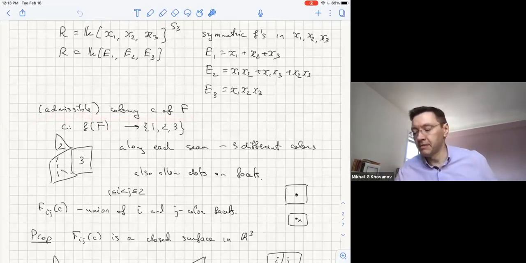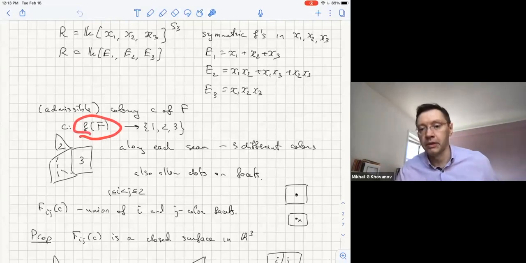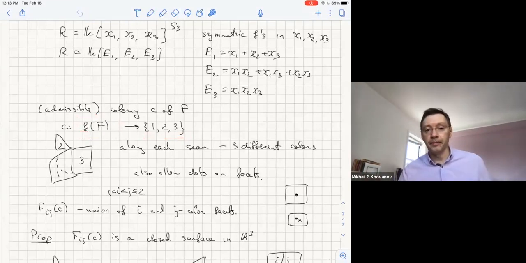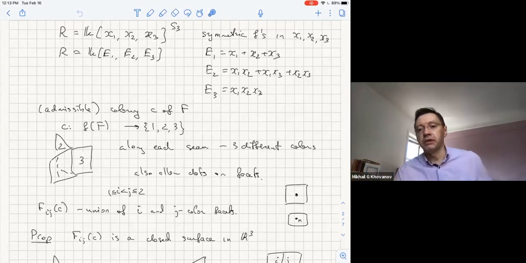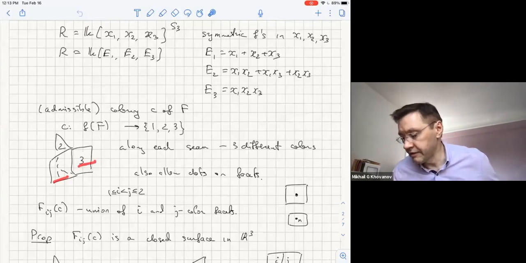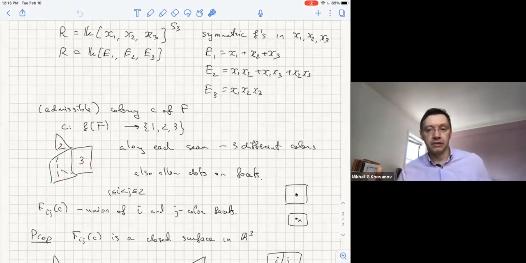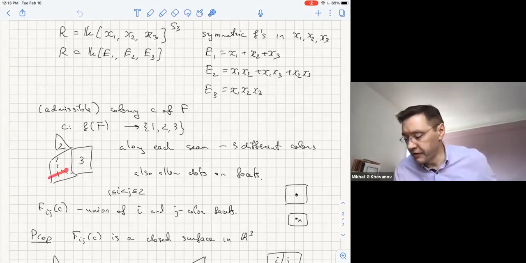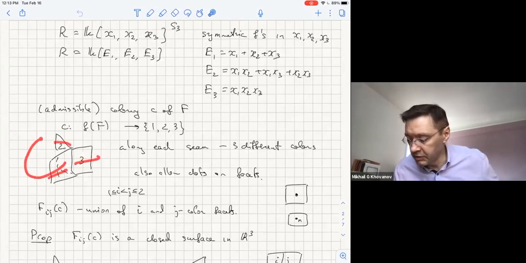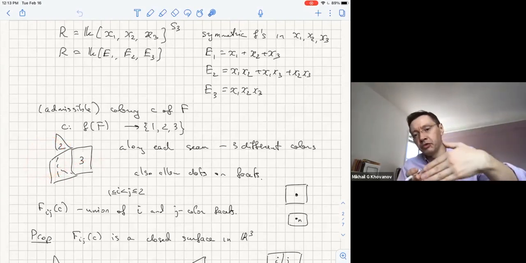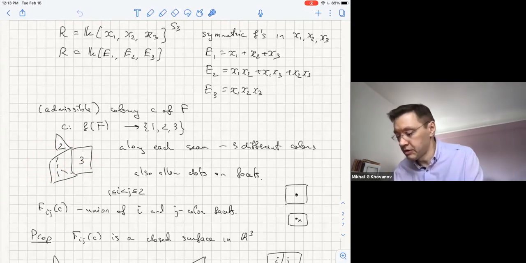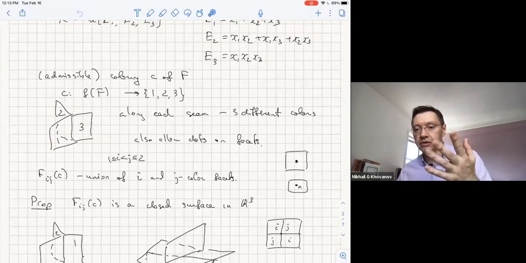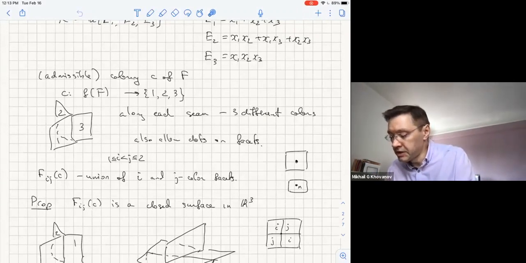An admissible coloring is a map from the set of facets of the foam to the numbers 1 to 3. So to a facet, we assign a number such that along any seam, the three facets have different numbers, 1, 2, and 3 in some order. In particular, this means that the three facets must be different. So it's easy to come up with a foam which comes from two directions to a seam. Well, such a foam has no admissible colorings. So an admissible coloring is such an assignment of colors 1 to 3 to facets of the foam, such that along each singular edge, the colors are distinct.